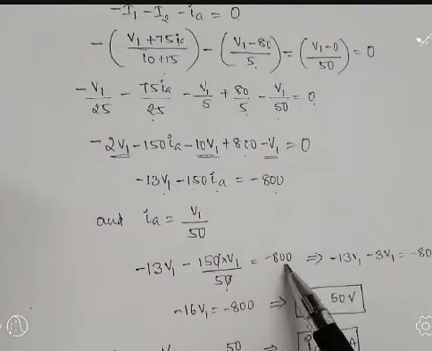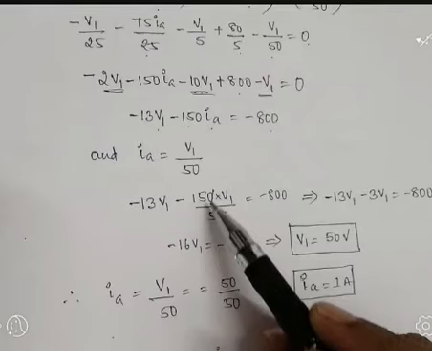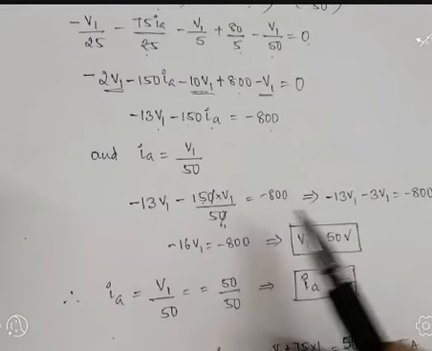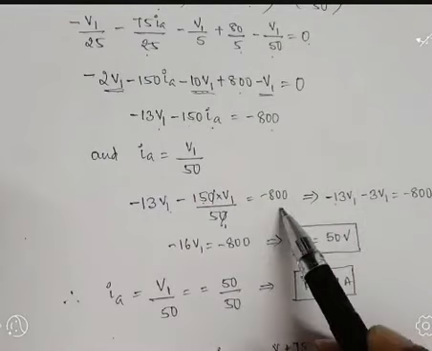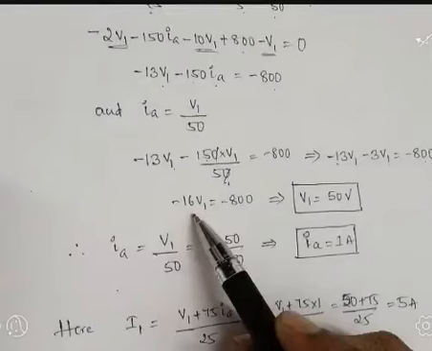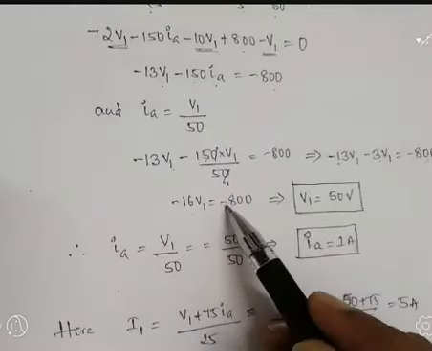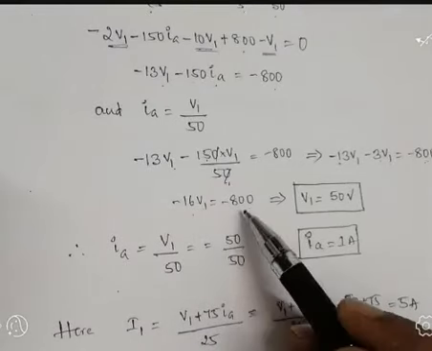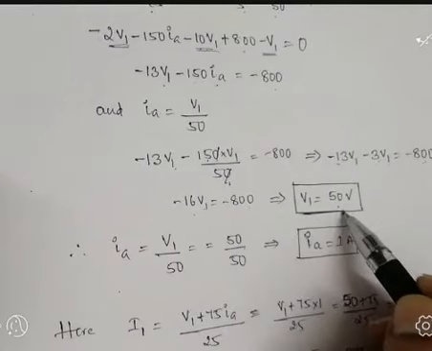For the simplification, 150 divided by 50. So the 0s get cancelled, 5 1s are 5 and 5 3s are 15. So it becomes minus 3 V1. So next step is minus 13 V1 minus 3 V1 is equal to minus 800. Minus 13 minus 3 becomes minus 16 V1 is equal to minus 800. Hence the minuses get cancelled. V1 equal to 800 divided by 16. 800 divided by 16 is 50 volts. Hence we calculated the value of voltage V1 is 50 volts.